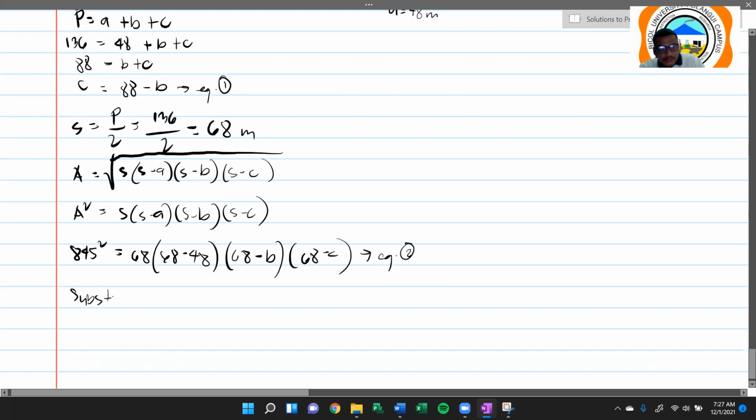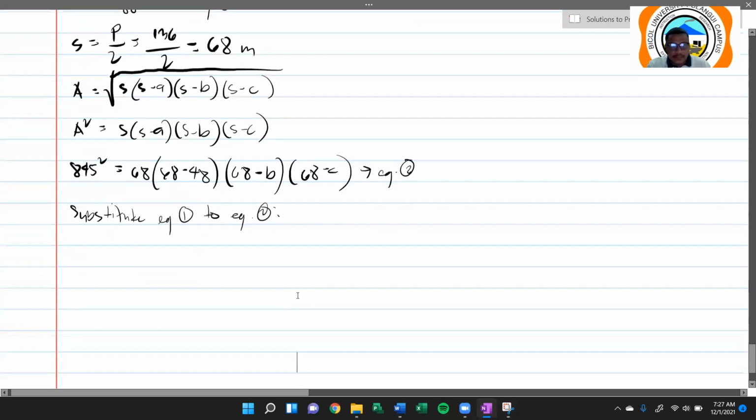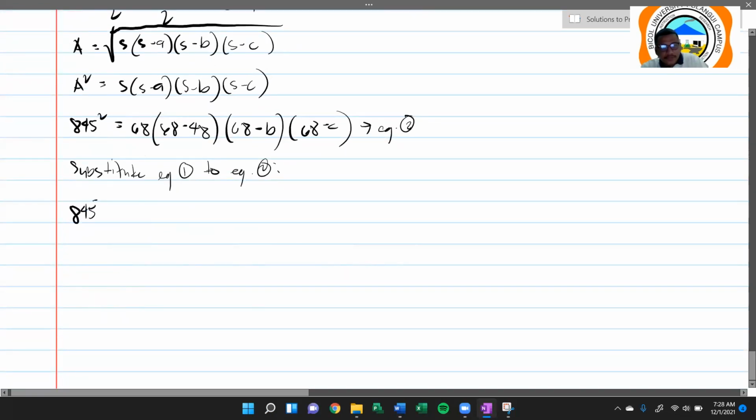Now let's substitute equation 1 to equation 2 to eliminate the variable C. So we have 845 squared is equal to 68 times 20 times 68 minus B times 68 minus 88 minus B. Okay, but if we distribute this one, this becomes minus 88 plus B. Now let's simplify.